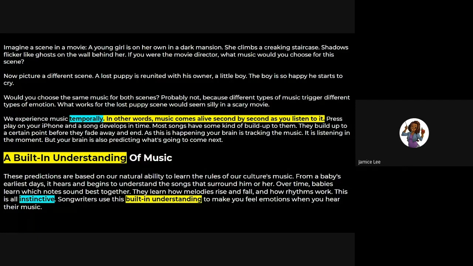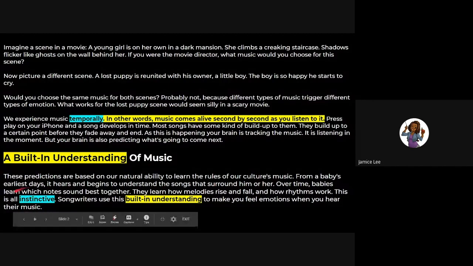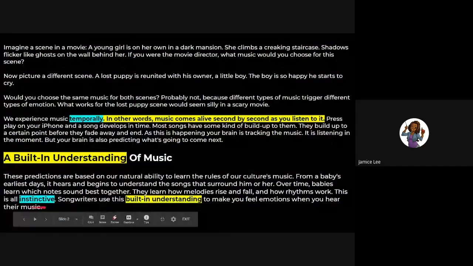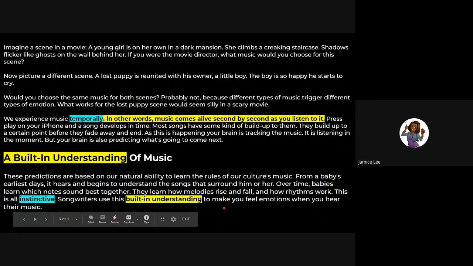They learn how melodies rise and fall and how rhythms work. This is all instinctive. So we're going to focus on this word instinctive here. Now, I noticed in the heading, it says a built-in understanding of music. It's always important to pay attention to headings. Songwriters use this built-in understanding to make you feel emotions when you hear their music.